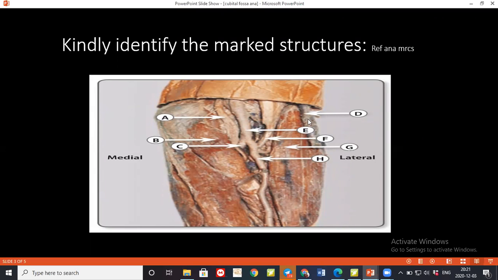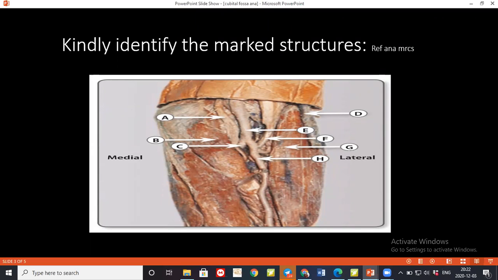D, please. D, from the lateral side, is the cephalic vein. Very good. And then E, please. E is the brachial artery. And F. F is the tendon of the brachialis. Yes. And G. G will be brachioradialis. Yes. And H. H will be the radial artery.